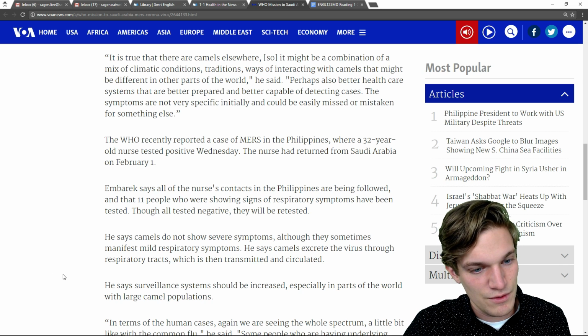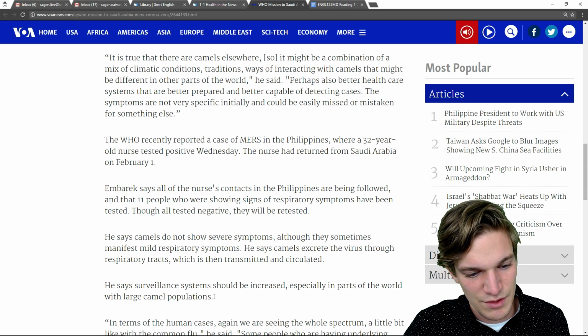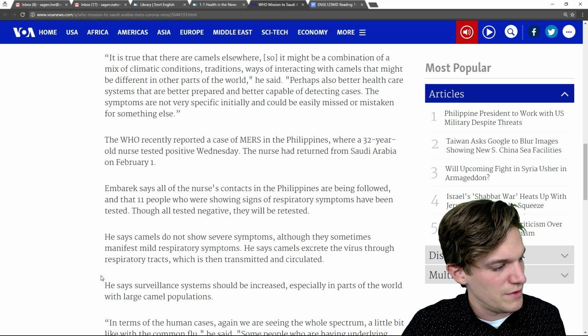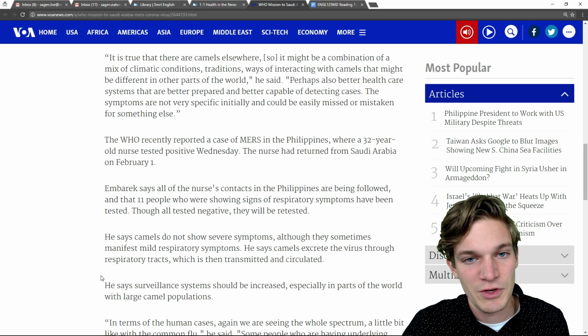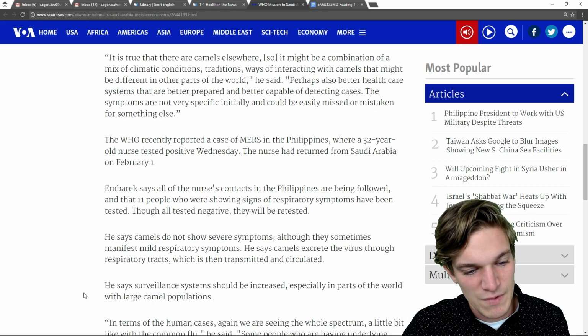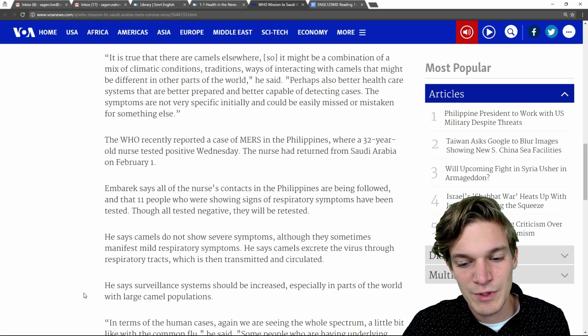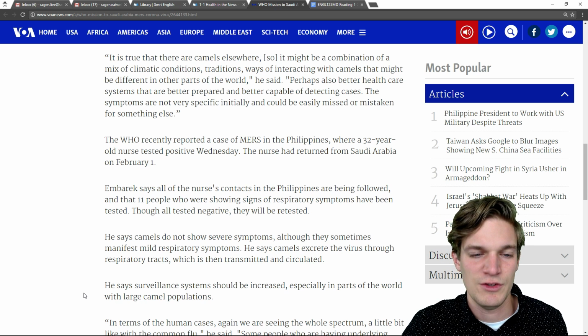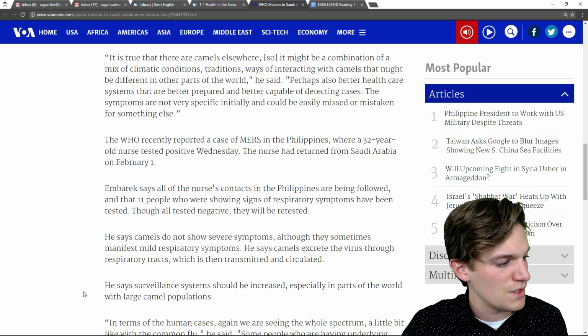All right, read this last bit here, and then I'll pause for another moment just to see if anyone has questions. He says surveillance systems should be increased, especially in parts of the world with large camel populations. So we should watch the camels.